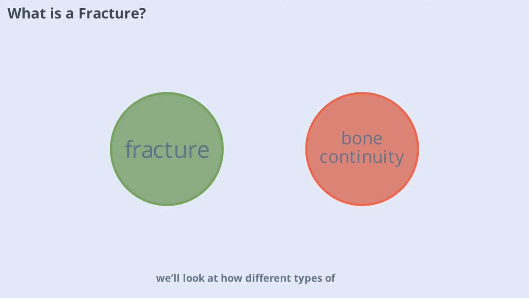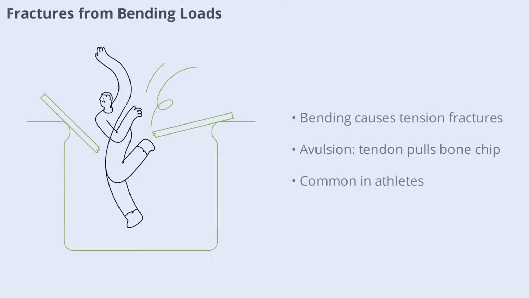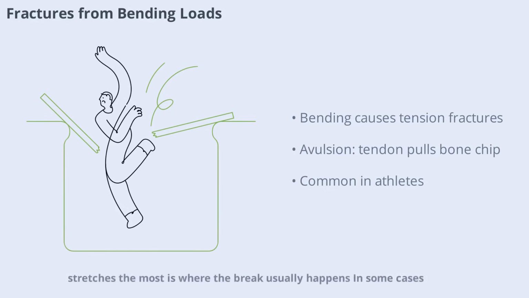Next, we'll look at how different types of loading can lead to specific fracture patterns. When a bone is subjected to excessive bending, it tends to fracture on the side that's loaded in tension. Imagine bending a stick until it snaps. The side that stretches the most is where the break usually happens. In some cases, a tendon or ligament might pull so hard on the bone that it actually pulls a small chip away. This specific injury is known as an avulsion. These types of fractures are common in athletes and people who experience sudden, forceful movement.